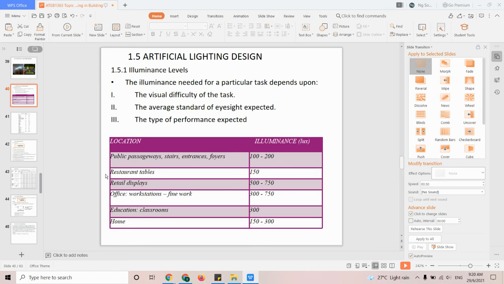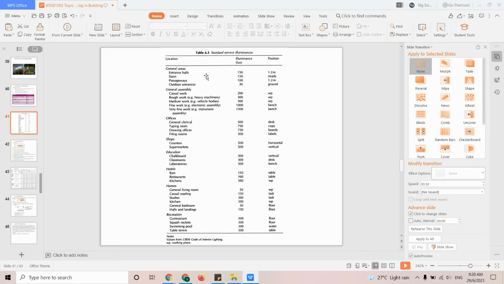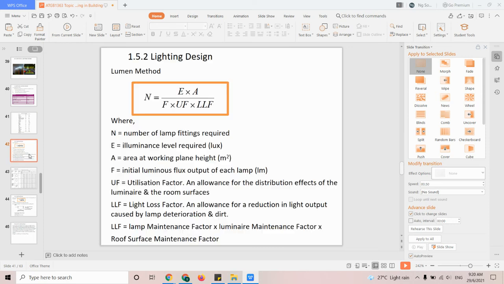Okay, so different areas, as mentioned, will have different levels of required illuminance. So we have another table here, which specifies the level of illuminance. Okay, so next we have lighting design for artificial lighting. So in the case of us needing to find out the number of lights in an area, we can use this lumen method to find out the number of lights required in a working plane.